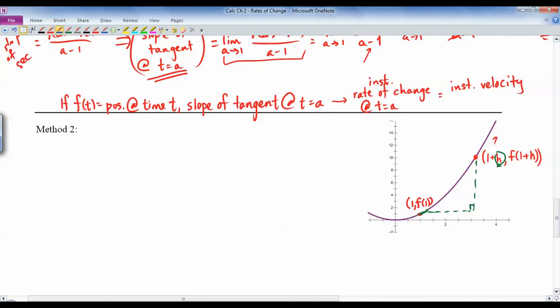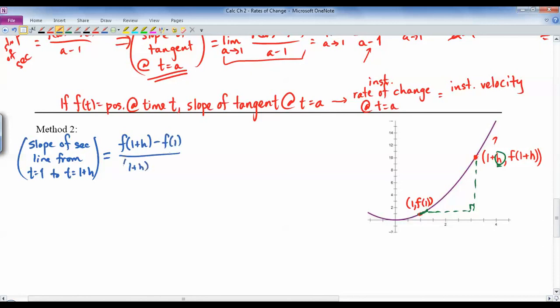So right now, let's write out our equation. Let's see, the slope of the secant line from t equals 1 to t equals 1 plus h is given by f of 1 plus h minus f of 1 over 1 plus h minus 1, which is f of 1 plus h minus f of 1 all over h. Okay?